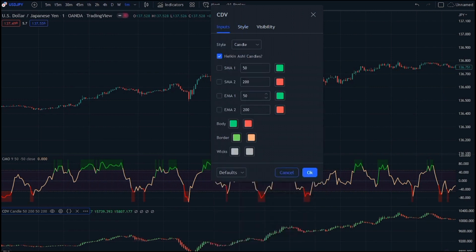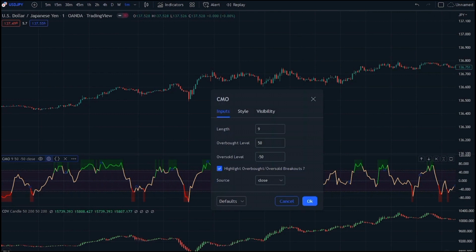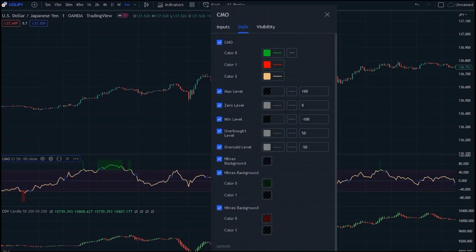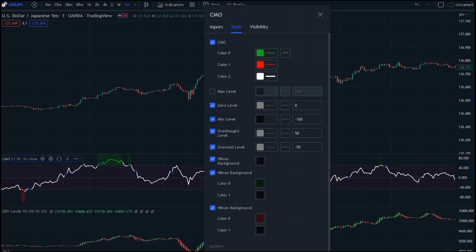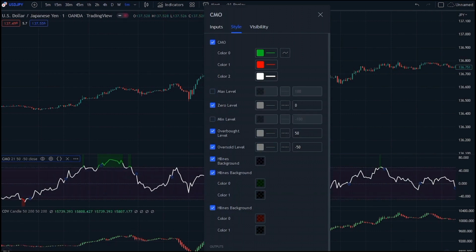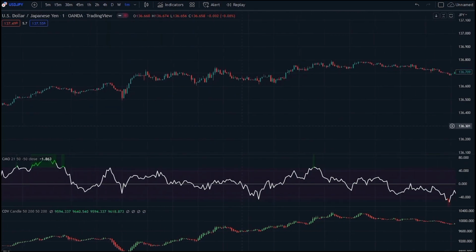Now let's make some adjustments to the Chain Momentum Oscillator. Double-click on the indicator and change the length to 21. Go over to the style and change this to white. Then untick the max and min levels. Untick the overbought and oversold levels and change the 0 level to a straight line. Go ahead and click on the OK button to save the changes. Okay, so the chart definitely looks much better.